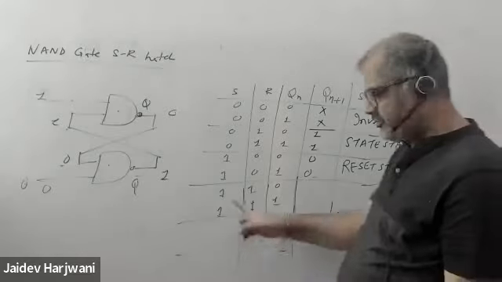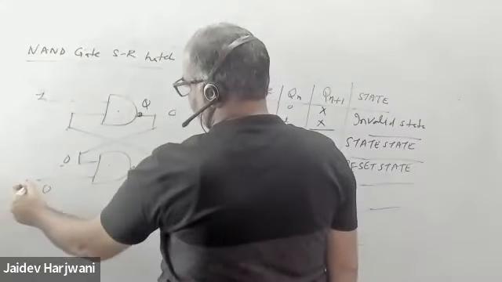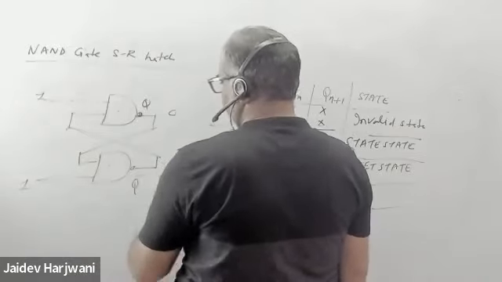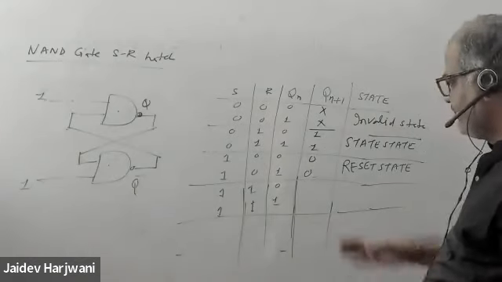Now both 1 1, both 1 1. This is also 1. This is also 1. So you can check. Tell me what will happen. Now you tell me what will happen. If you apply 1 1, what will happen?